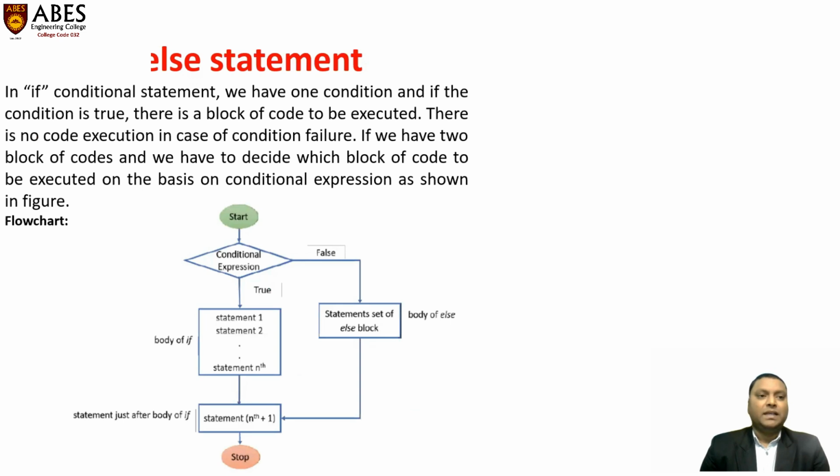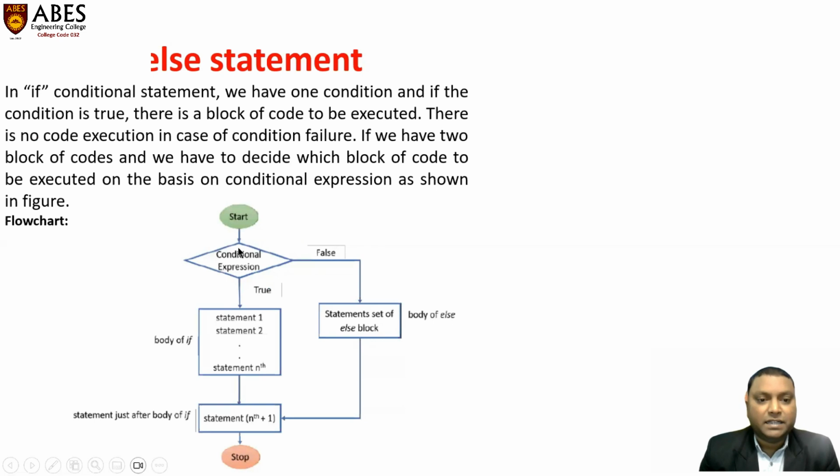Now the if else statement. In the if control statement, we have one condition, and if the condition is true, then the block of code will be executed. But what about the else part? There is no code execution in case of condition failure, as we have shown earlier. If we have two blocks of code and we have to decide which block of code to be executed on the basis of a conditional expression, as shown in the figure. Suppose my condition is false, then what will happen? In the if else statement, if my condition is false, then we will execute another block of code.